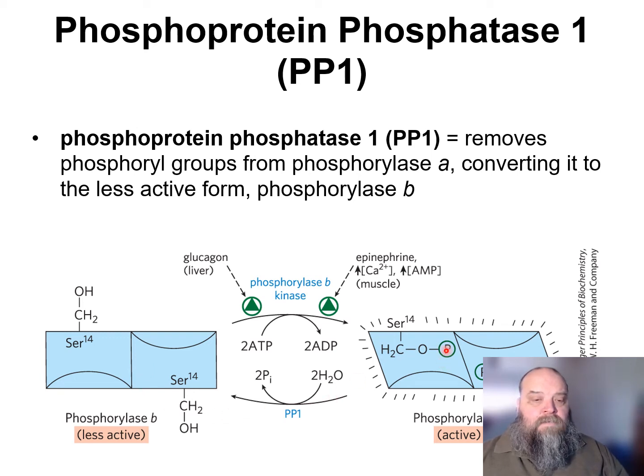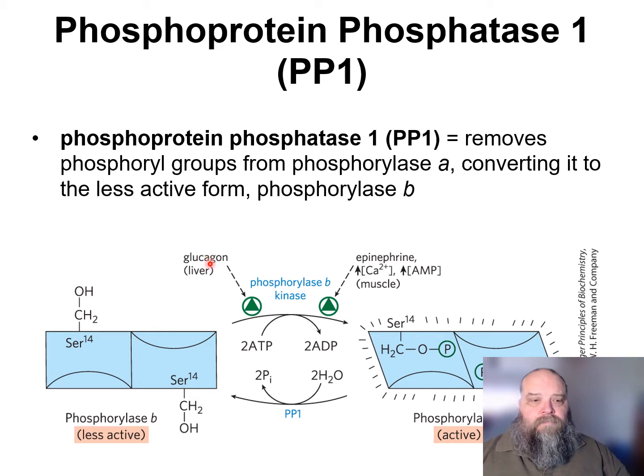PP1 cleaves off the phosphates from the two serine residues, which allows A to shift back to the B shape. That's it. That's what is occurring. Now, contrary to what a lot of students want to think, they think all of B gets turned into A, all A gets turned into B, and it's one or the other, complete.